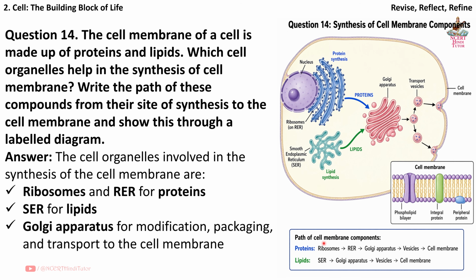And friends, path of cell membrane components: proteins, ribosomes to RER, Golgi apparatus, vesicles, cell membrane. For lipids, SER to Golgi apparatus to vesicles to cell membrane. This is the diagram of cell membrane. This is peripheral protein, integral protein, phospholipid bilayer. So you can draw this diagram.